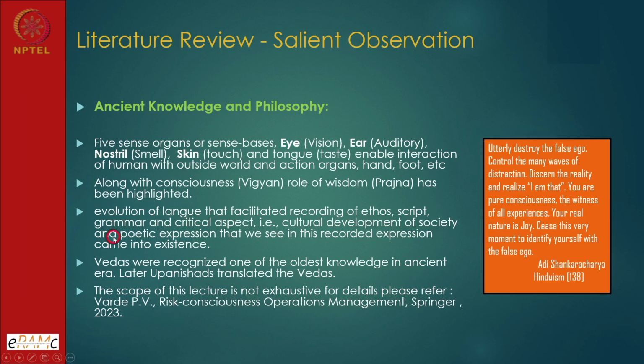Cultural development of society and poetic expression, as we see in the record, expression came into existence. The Vedas are recognized as one of the oldest knowledge in the ancient era. Earlier they were in Shrutis, that means orally they were transmitted, and later on they were made available as written scriptures, and they were translated through the Upanishads.